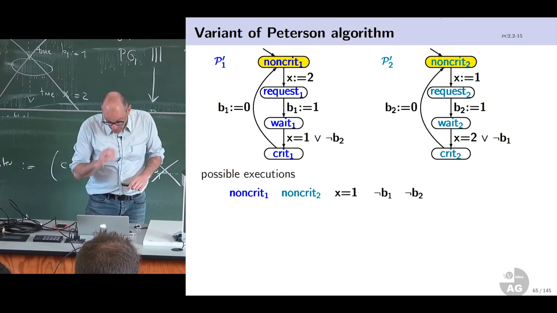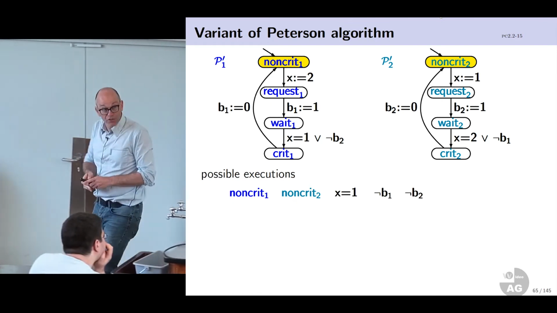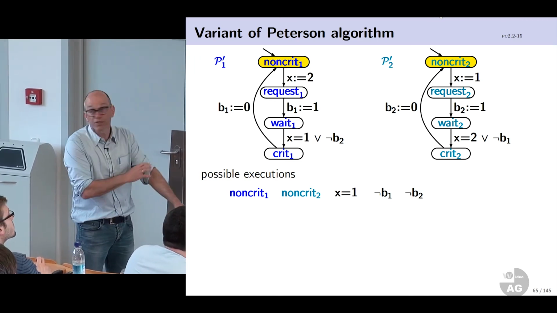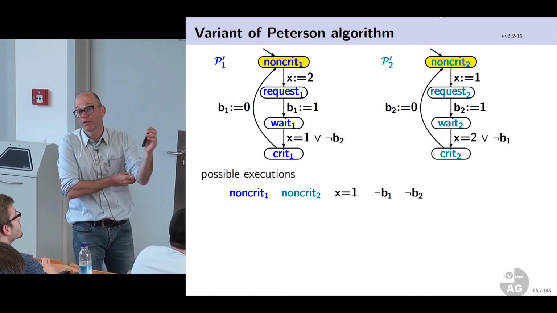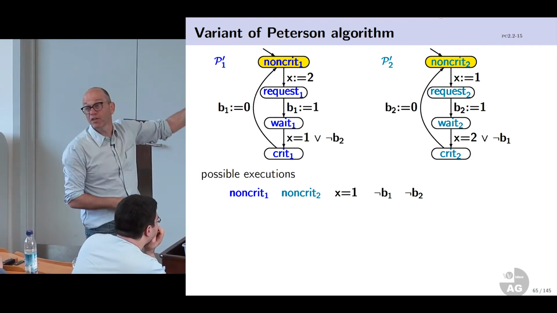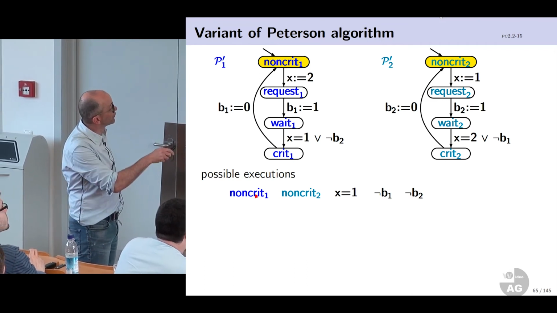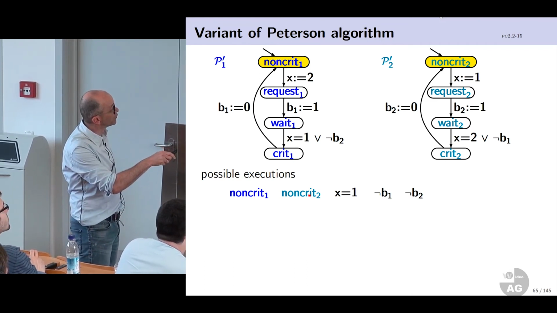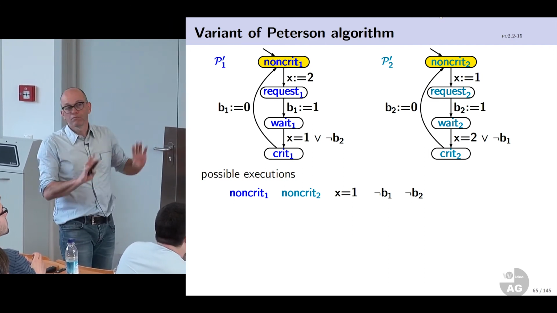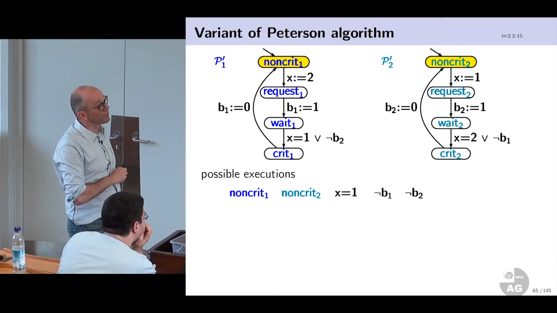Okay. So let's look at the possible execution. And in this possible execution, we're going to see that both threads can be in the critical section at the same time, which is something we would like to avoid. So I start in this scenario, and now I indicated all state variables. The first thread starts in non-crit 1, the second one in non-crit 2. Let's assume initially x is 1, b1 is false and b2 is false.